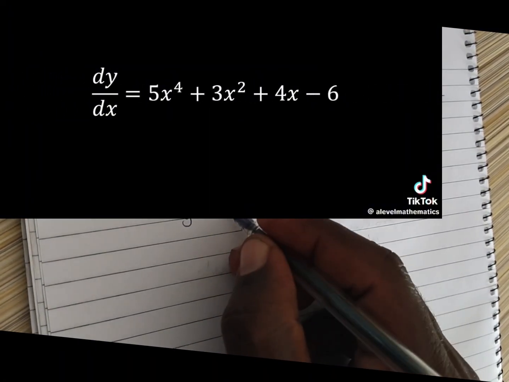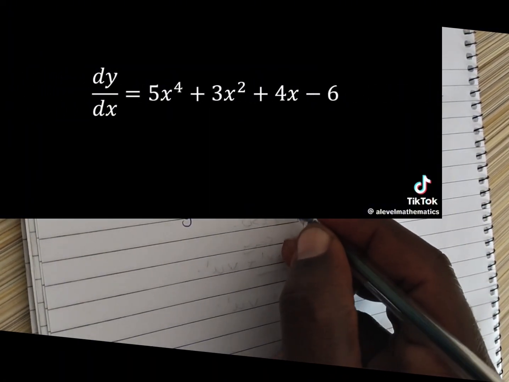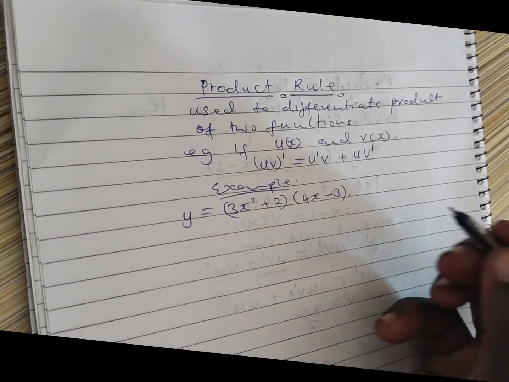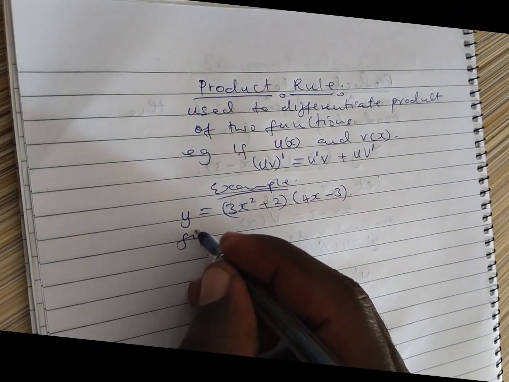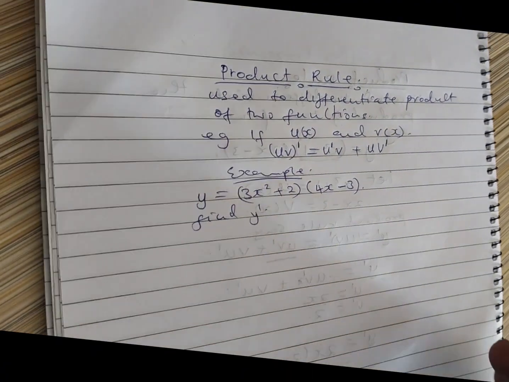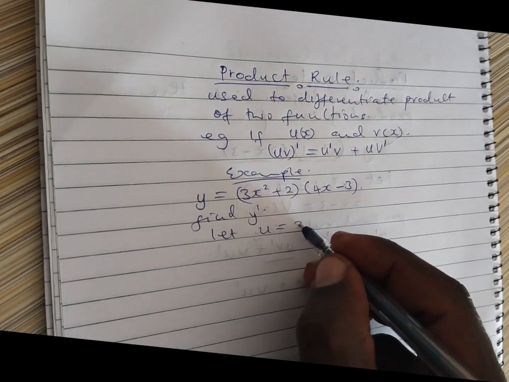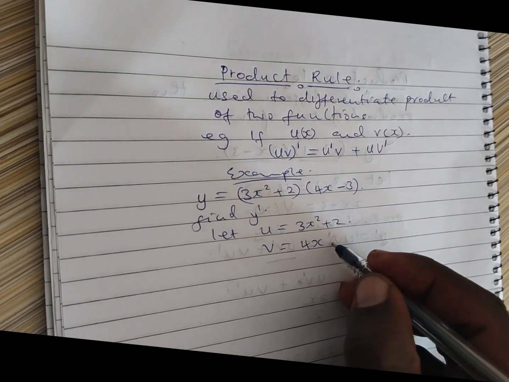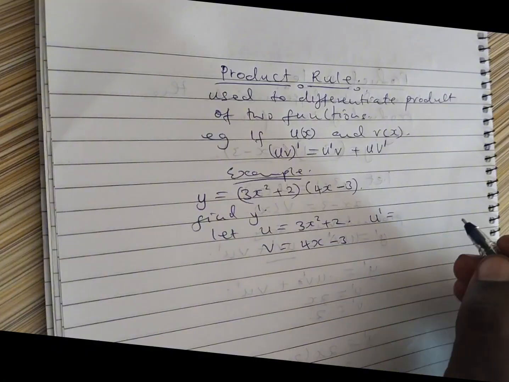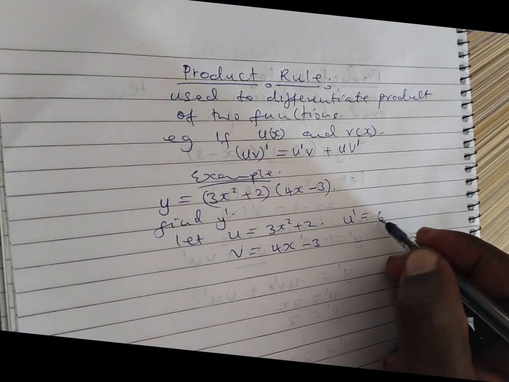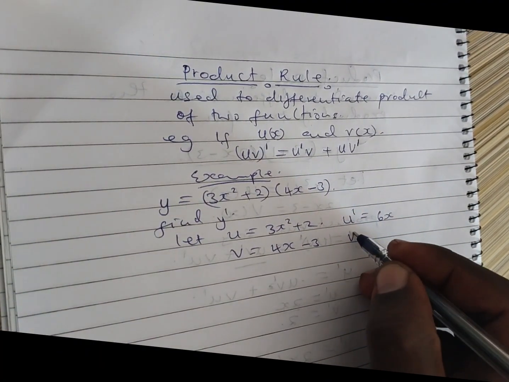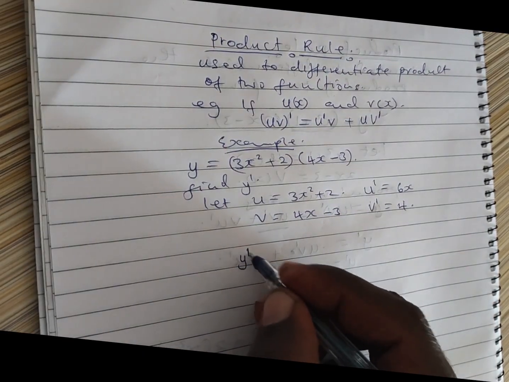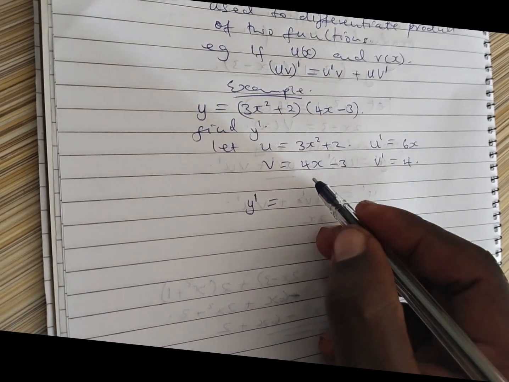If y is equal to 3x squared plus 2 multiplied by 4x minus 3, find y prime. So we let u equal 3x squared plus 2 and v equal 4x minus 3. So u prime would be 6x and v prime would be 4.